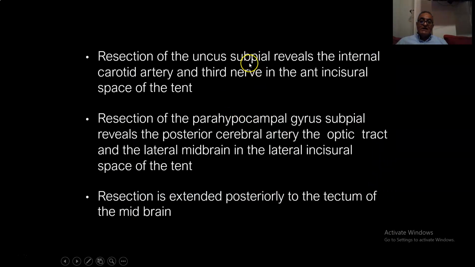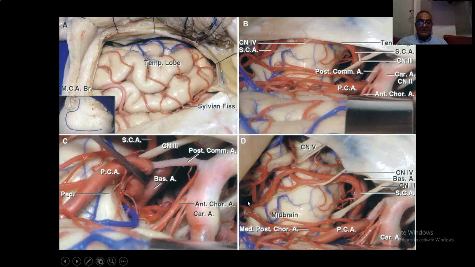Resection of the uncus subpial reveals the anterior incisural space where the carotid artery and third nerve are present. Resection of the parahippocampal gyrus subpial also reveals the posterior cerebral artery, the optic tract, and the lateral midbrain in the lateral incisural space, and the resection is extended posteriorly to the tectum of the midbrain. So this is the view. This is the left side.